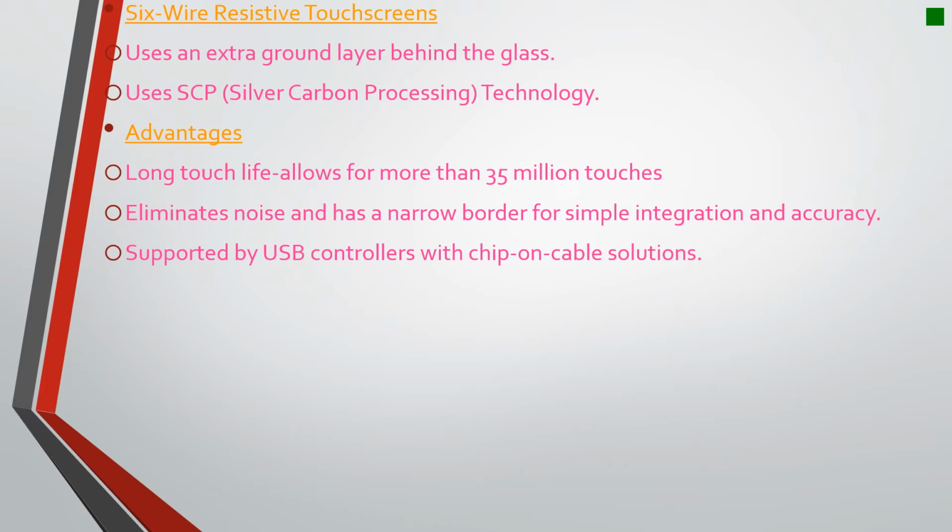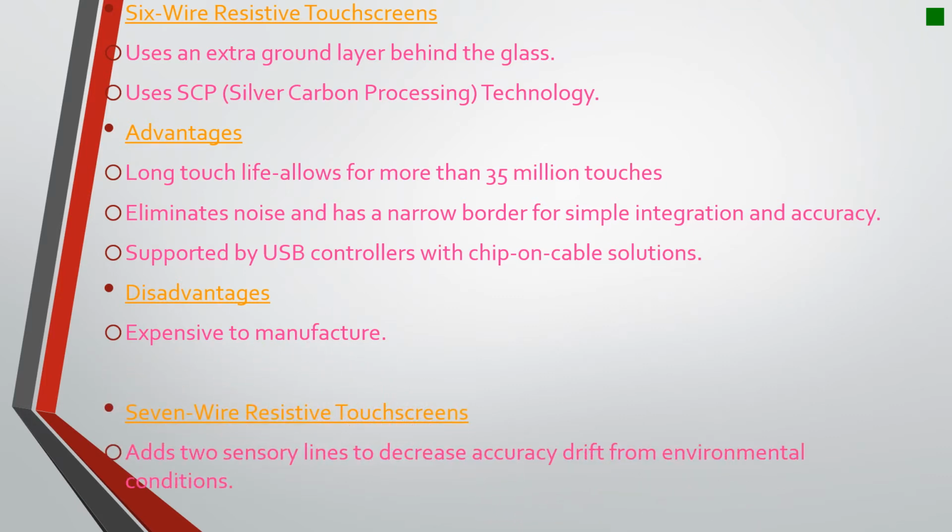Finally, they are supported by USB controllers with chip-on-cable solutions. This can be useful in several applications. However, like 5-wire resistive touchscreens, 6 wires tend to be expensive to manufacture, which can really put off potential buyers.